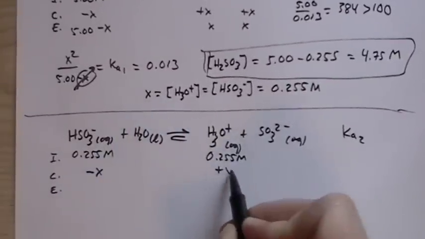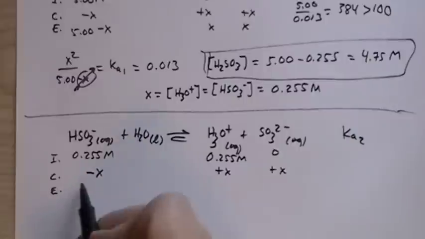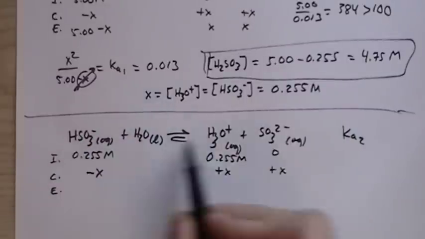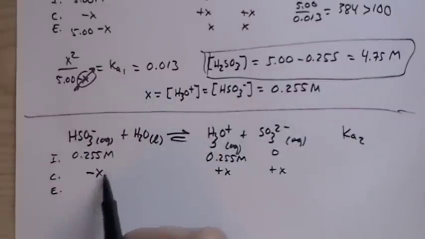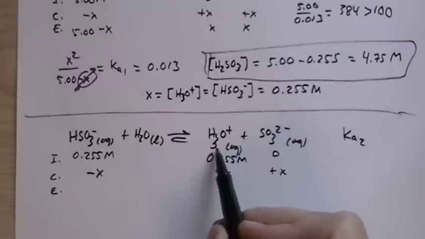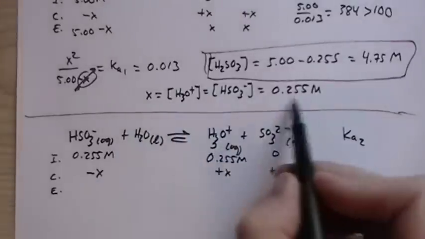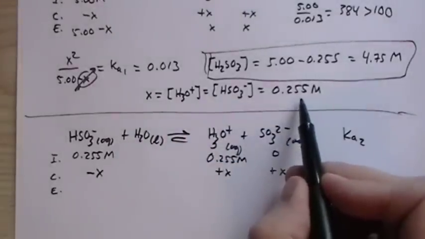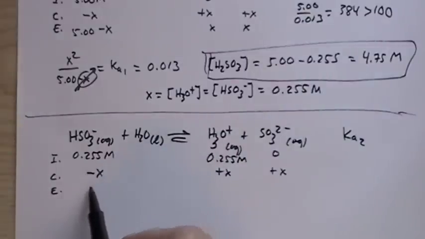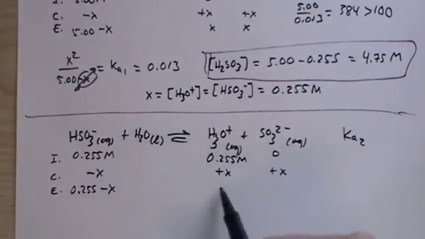Minus X, plus X, plus X. So you can see that we're not done with this concentration or the H3O+ because we're taking some away here and we're adding some to the H3O+ here. So we can't count on this being the result because we're going to be losing some here. So this number at the bottom here is going to be less than 0.255. And then for H3O+, it's going to be greater.